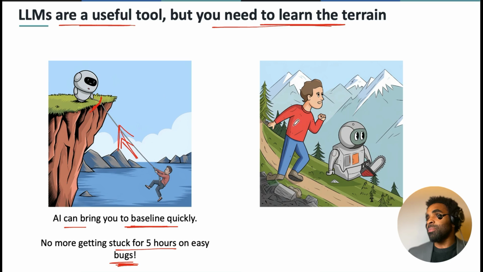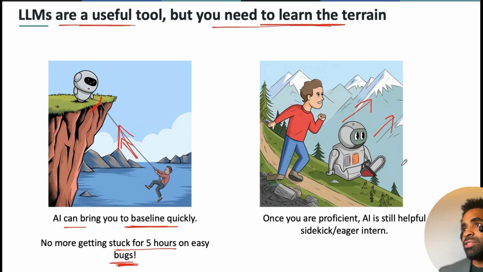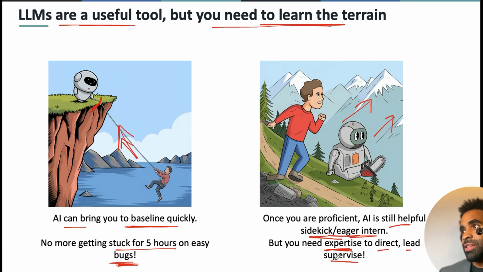But then once you've become competent as a programmer and data analyst, and you're trying to ascend to new heights, you're trying to hike new terrain, at that point AI is a little bit less helpful. It is still helpful as a kind of eager sidekick or an eager intern, but you need to have the expertise to direct, to lead, and to supervise the model.